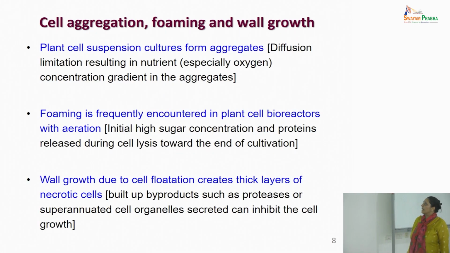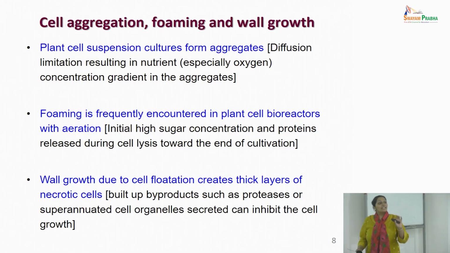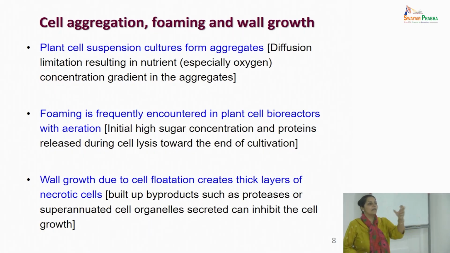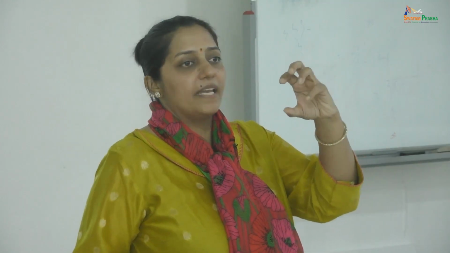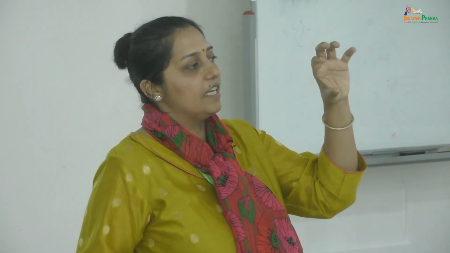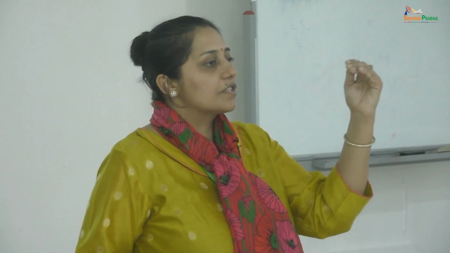Other things to be kept in mind: plant cell suspensions do form aggregates. So there can be diffusional limitations. They may become like your immobilized systems. If you allow the aggregation to keep happening, they'll become like aggregates, so these are nothing like cell immobilized. So what problem you may face is the oxygen gradients which will develop to the inner core. So that may eventually end up compromising your biomass productivities.